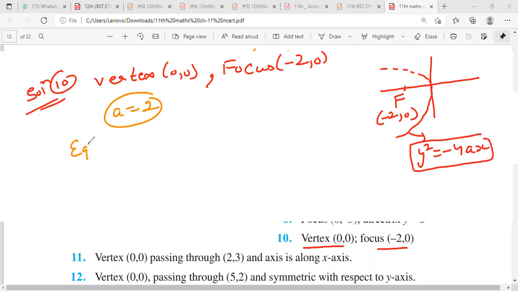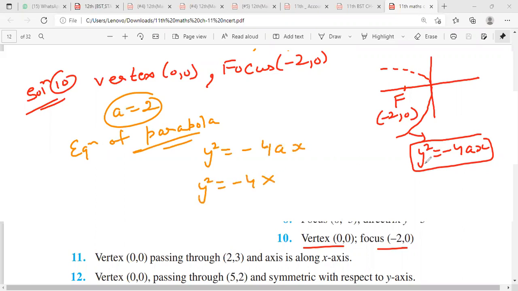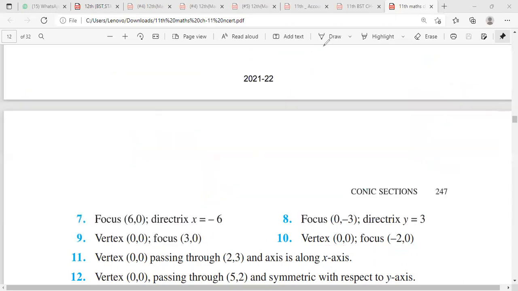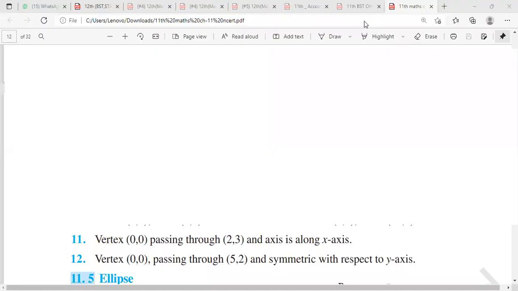Now equation of parabola, that is y square is equal to -4ax. That means y square is equal to -4 into 2 into x. So the required equation is y square is equal to -8x. Okay. So let's go to the next question. The next question is question number 11.